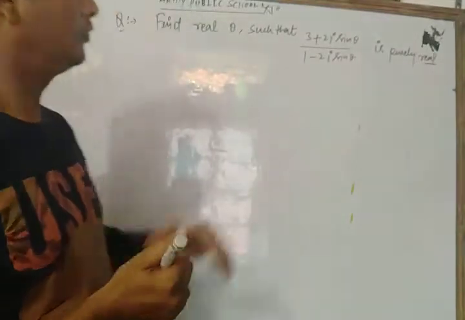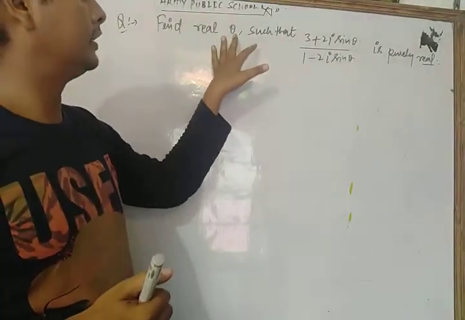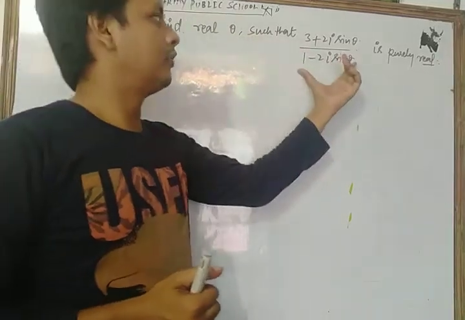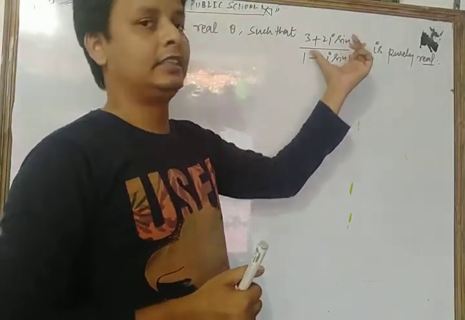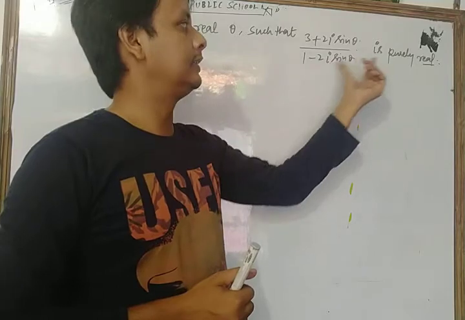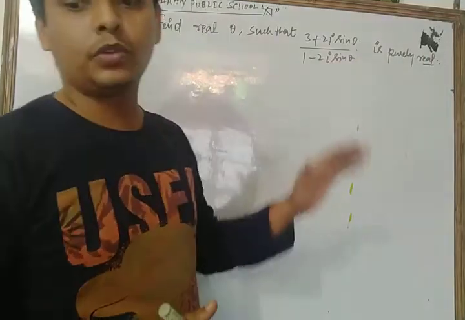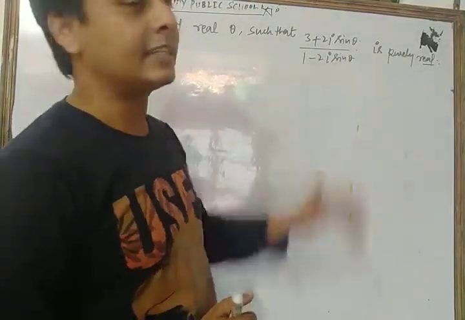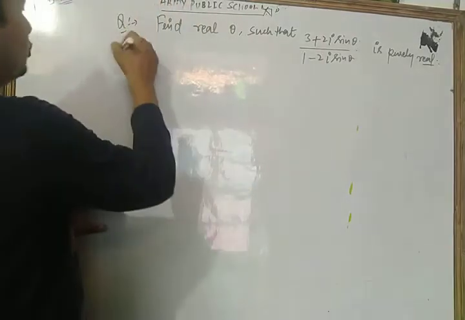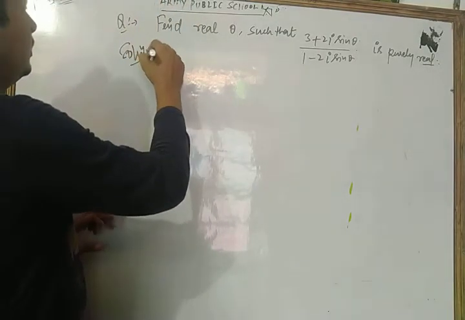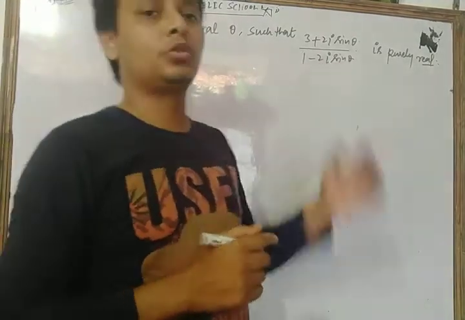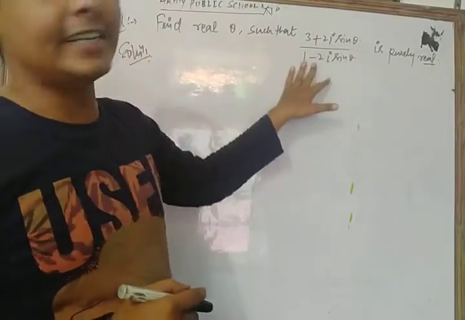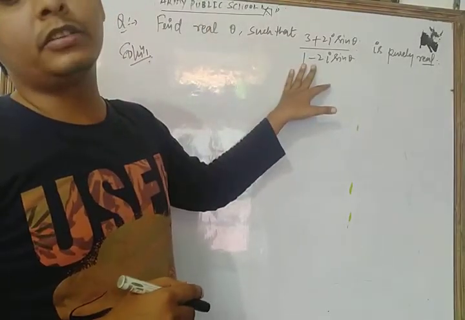We have to find the real value of theta such that the value (3 + 2i sin theta) upon (1 − 2i sin theta) is purely real. This is one of the most important questions of your NCERT exercise. Now dear student, let's solve it. In solving this question, first of all, we convert it into its standard form.